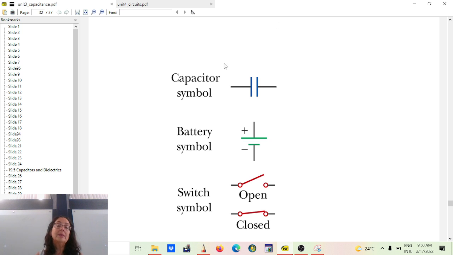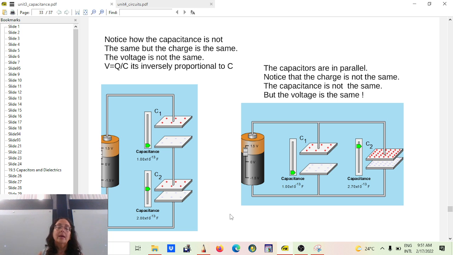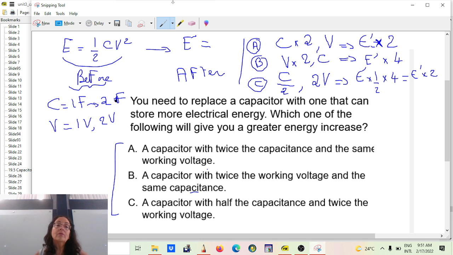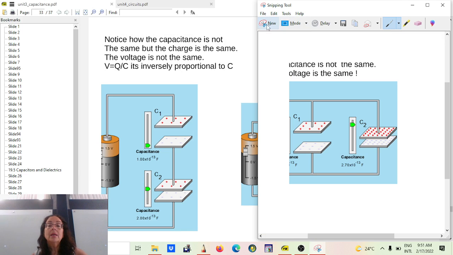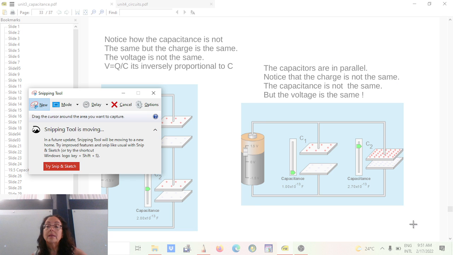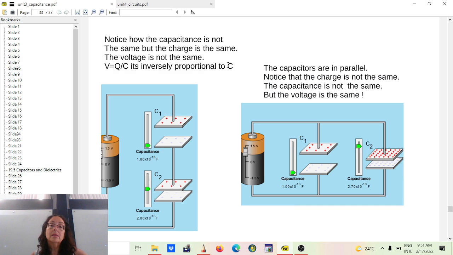Some symbols here. Capacitor, when you are doing circuits, that will be the symbol for a capacitor. It will just have those two lines. In between, you can shove a dielectric and you can charge a capacitor, discharge a capacitor. We have discussed that. That will be a battery symbol, so it has a plus and a minus. Switch. Okay, so this is very important, especially for the homework. I have posted the homework for next week and I have also shared some videos with you. I went over the problem in a video, so you can use the video.